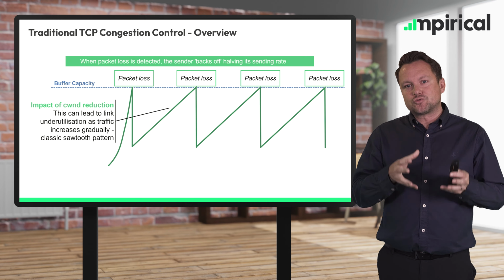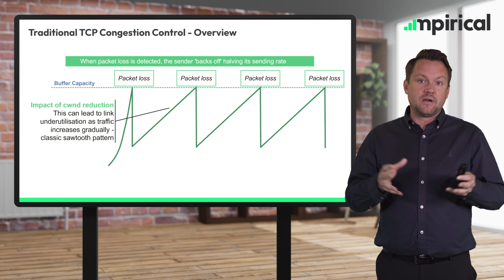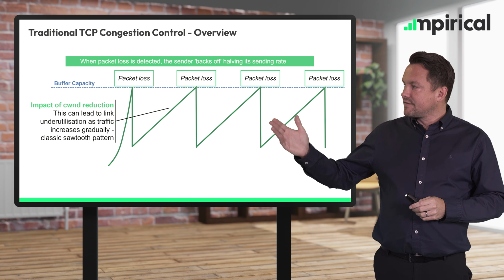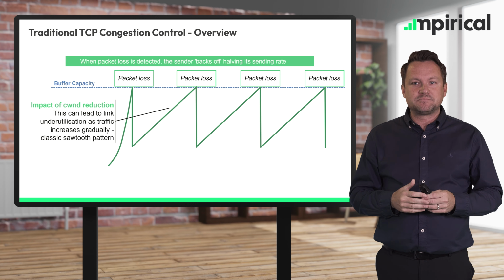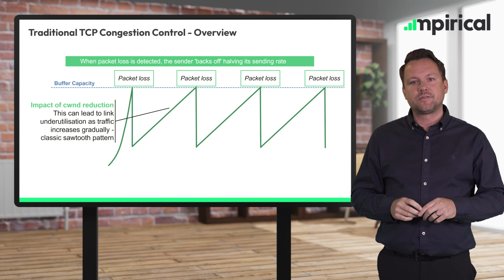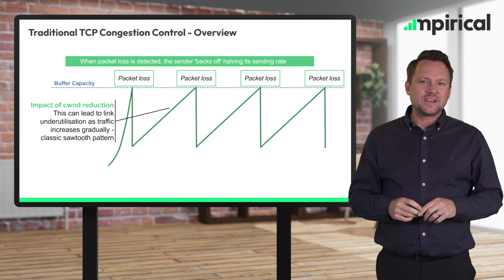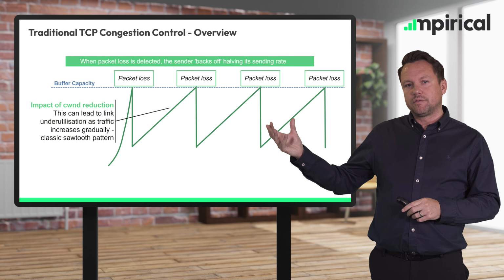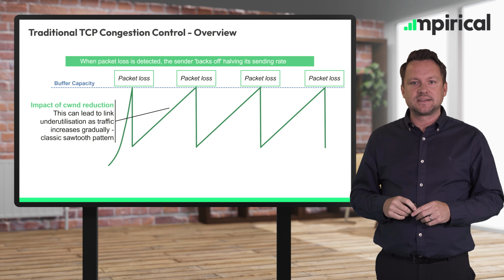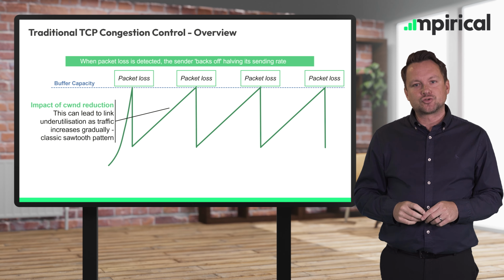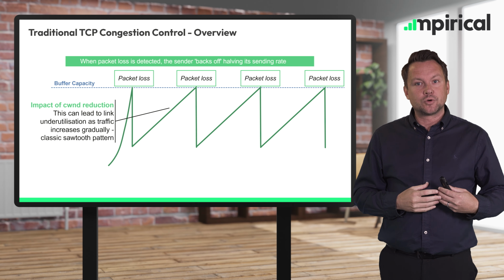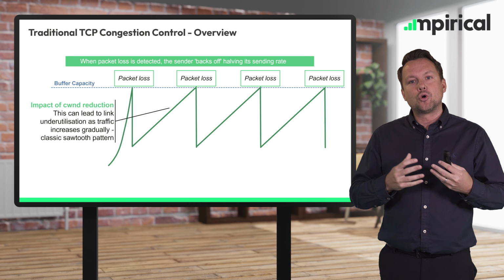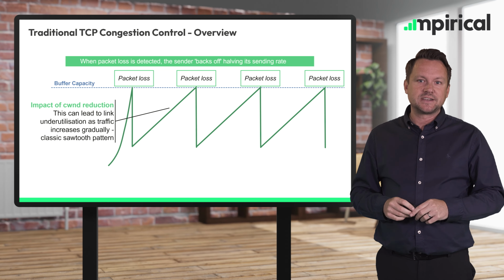Now, one of the key drawbacks of this way of doing things is that the gradual increase means that potentially we're not actually utilising the full capacity of the network link. So we're actually wasting bandwidth. So the problem that we solve here with L4S is that instead of taking these really significant drops, we signal congestion much earlier and we take a more gradual approach to reducing the sending rate.